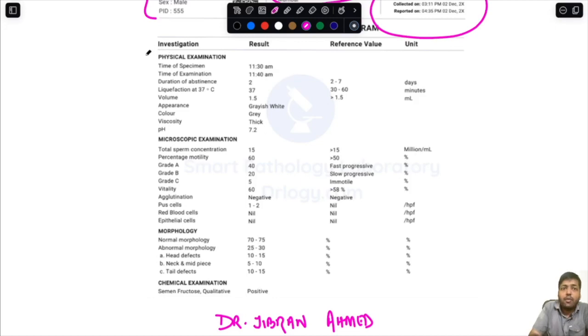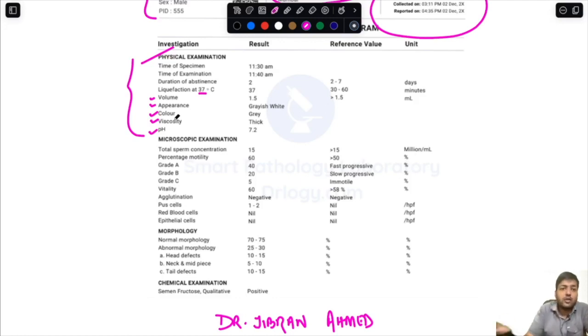So what are the most important components that you see in a report? Very important is the physical examination, comprising the time of specimen, the time of examination, the duration of abstinence from sex, liquefaction at 37 degrees Celsius, then the physical parameters like the volume, appearance, color, viscosity and the pH. Individually we are going to discuss each and every point in detail.